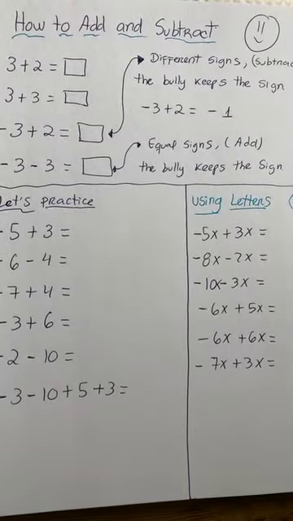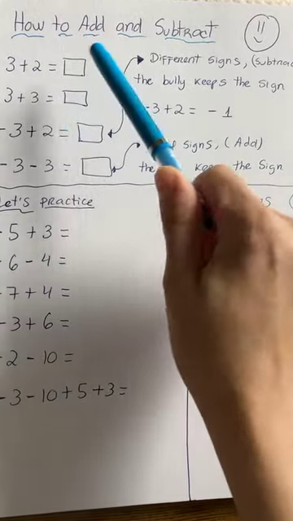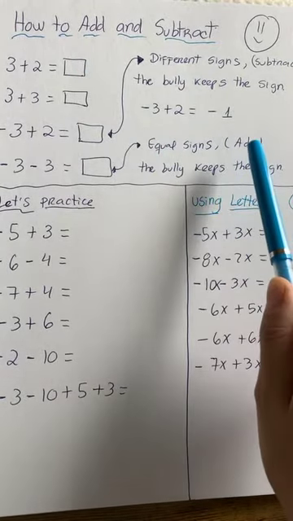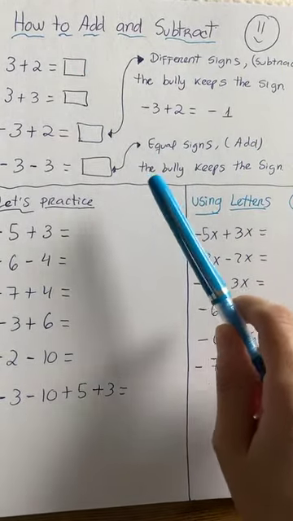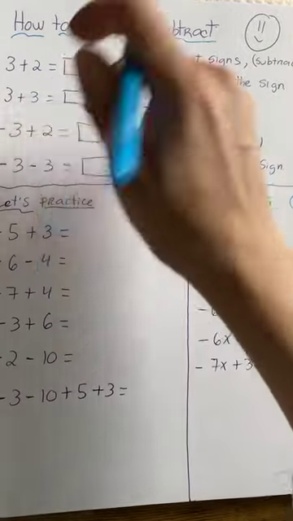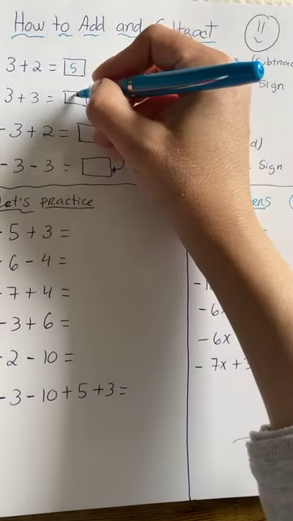So first, let's understand how we add and subtract. Look at this. When you have 3 plus 2, you're going to have equal signs. That means that you're going to add. Now, look at this. The bully keeps the sign. What that means is that the largest number, and I call it the bully so that way you remember, is going to keep the sign. Now, 3 plus 2 is going to be equal to 5. 3 plus 3, we know it's going to be equal to 6.